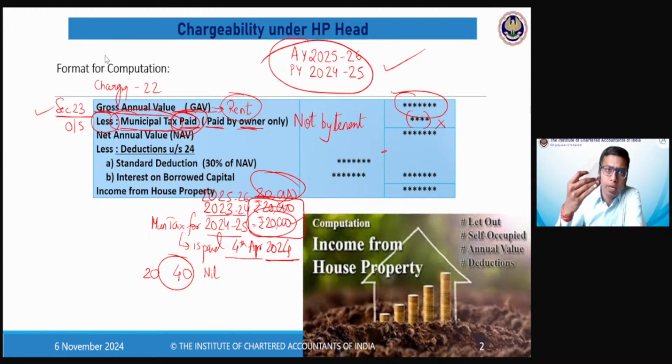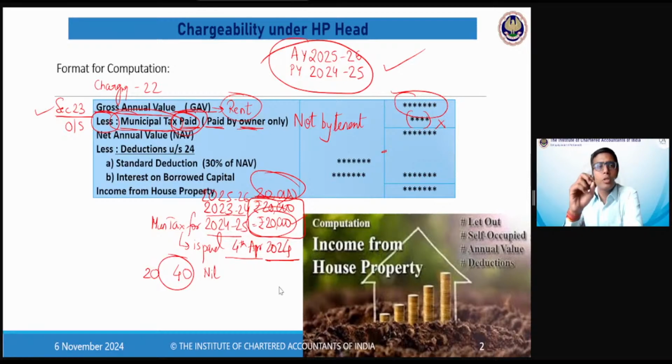Not by tenant means, see, let us say my property I have given to you on rent. So I am owner, you are tenant. There are rent agreements which may say that municipal tax of this property will be paid by you. So in the current year of which we are doing computation, you as per the contract have paid the municipal tax. Now income is earned by me. This HP computation applies to the owner, not to the tenant, right? Because owner is getting the rent. So we do this computation in the hands of the owner, that is the income earner. Now in this particular case, whether owner, that is myself, will be getting this deduction, answer is no.